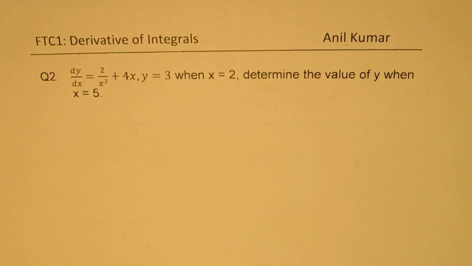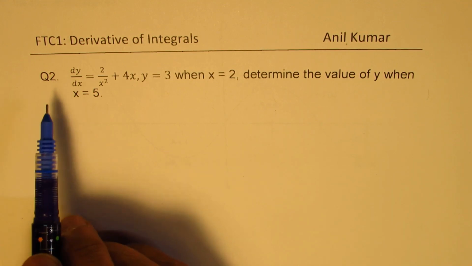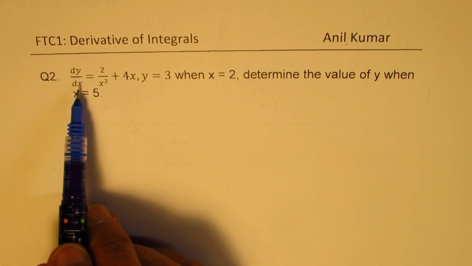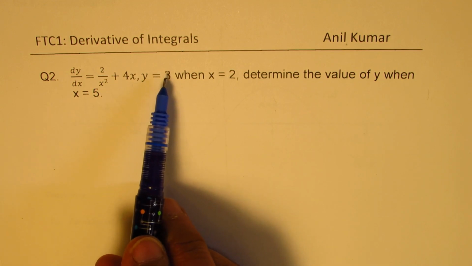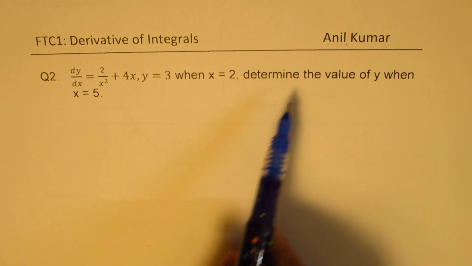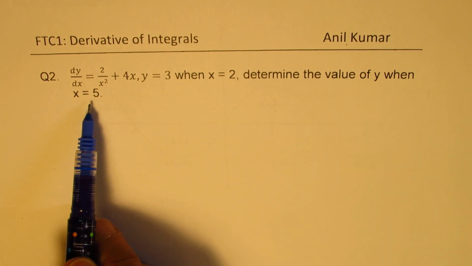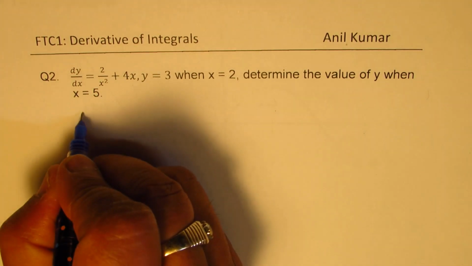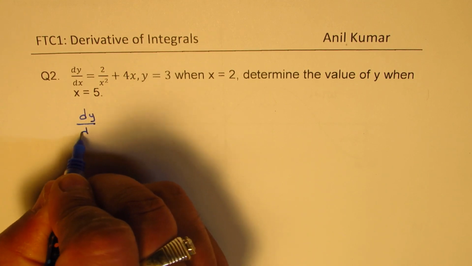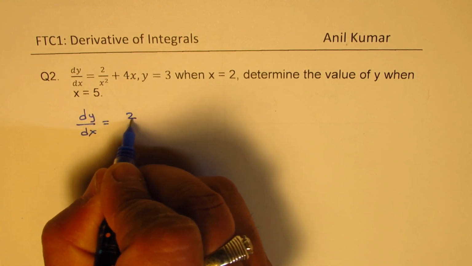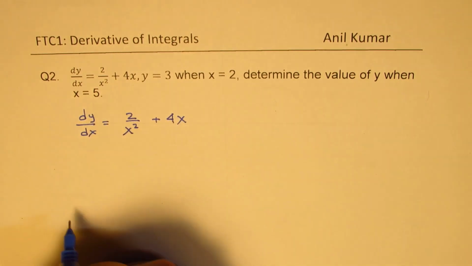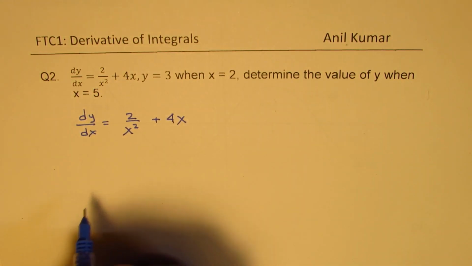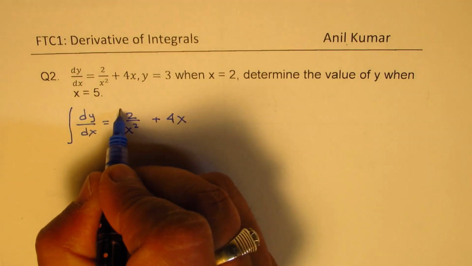Now let's take question number 2, which is dy/dx equals 2 over x squared plus 4x, y equals 3 when x equals 2. Determine the value of y when x equals 5. So we have dy/dx equals 2 over x squared plus 4x. Now integrating both sides, what do we get?